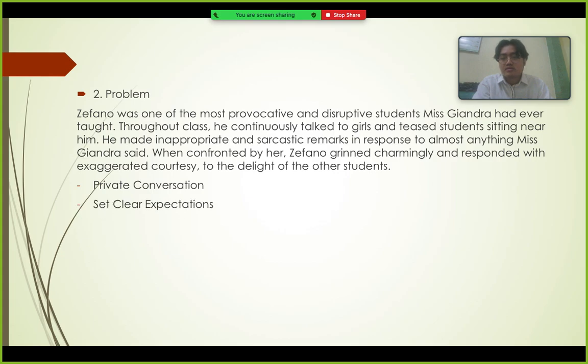Plan number two: set clear expectations. Miss Giandra should clearly outline expectations for behavior in her classroom, emphasizing respect, active participation, and appropriate communication. These expectations should be communicated to all students, including Jevano, and reinforced consistently.